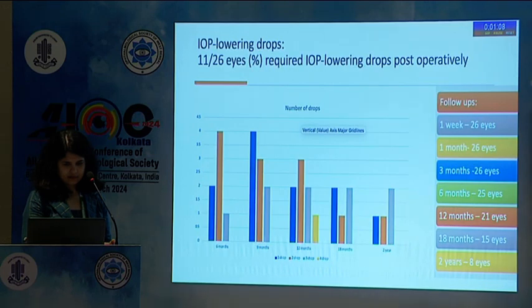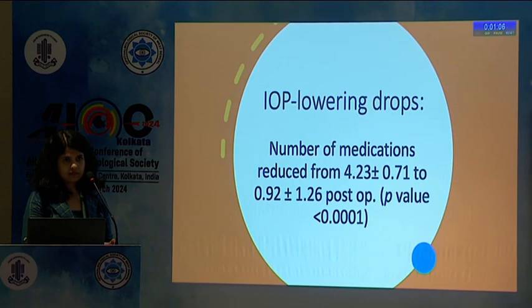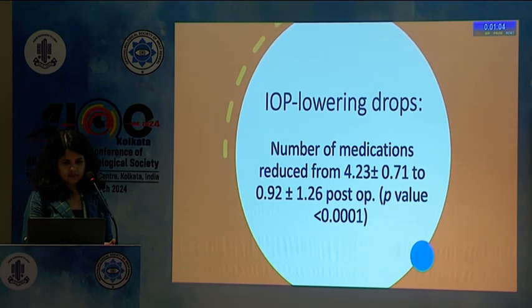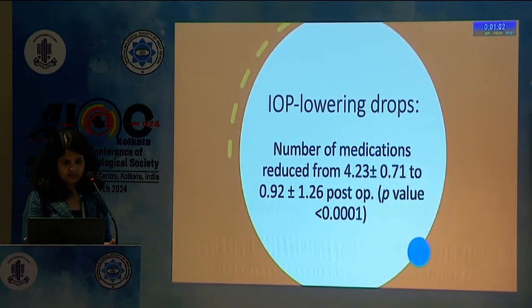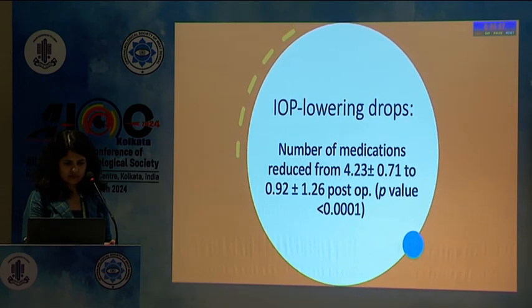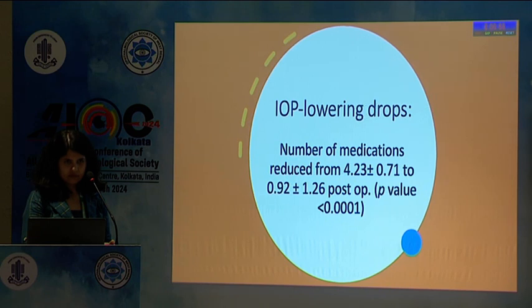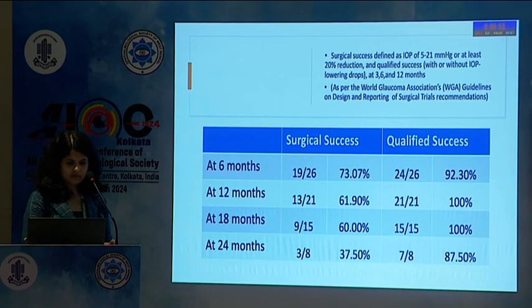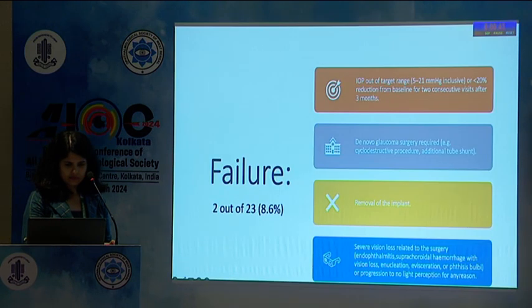11 out of 26 eyes required IOP lowering drops postoperatively over 2 years. However, the number of medications reduced from 4 plus minus 0.7 to about 0.9 plus minus 1, which was statistically significant. Surgical success ranged from 73% at 6 months to 37% at 24 months, whereas qualified success was at 100% for 12 and 18 months. 2 out of 23 eyes, that is 8.6%, could be classified as failure as per the definition.